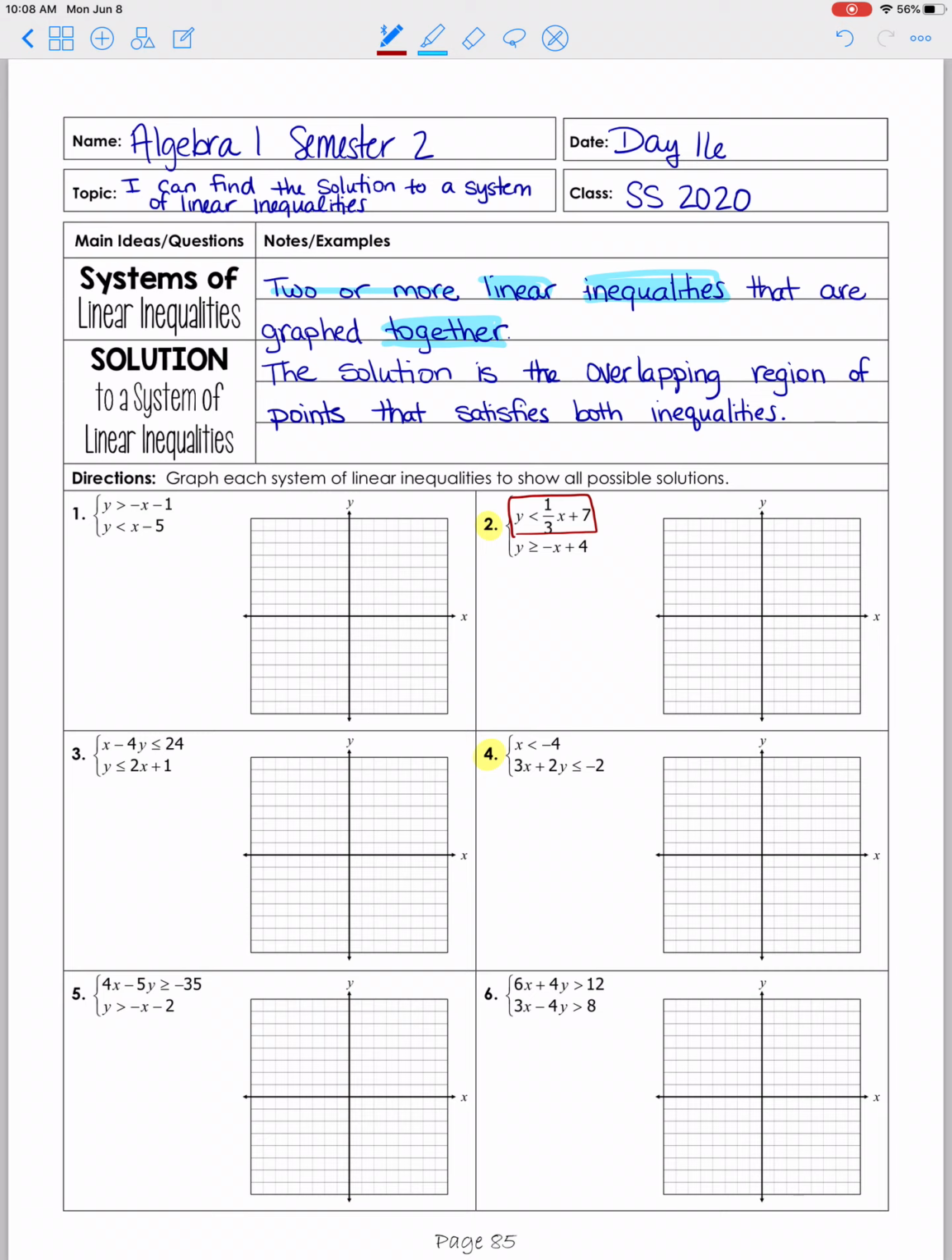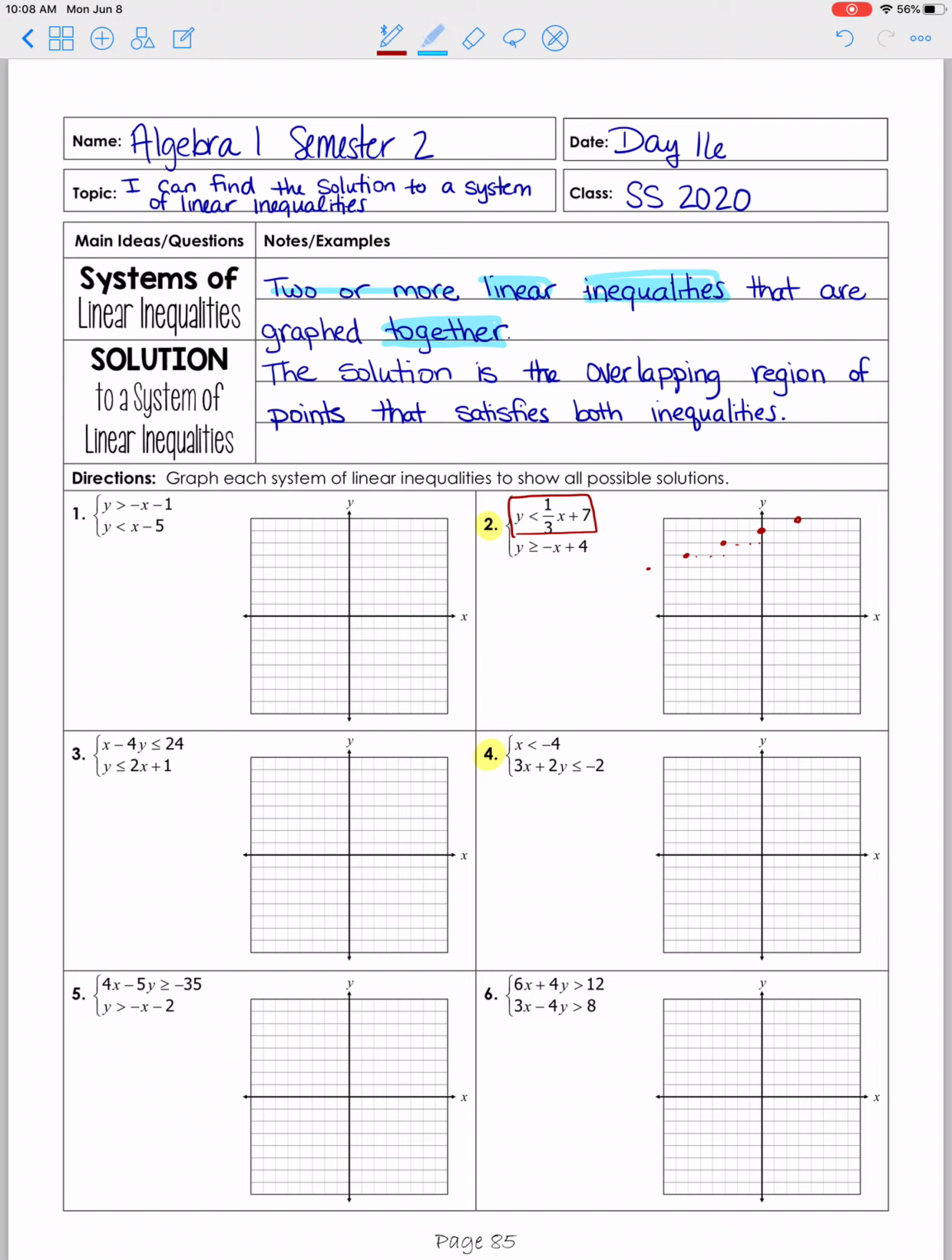So plus 7 is my y-intercept. So 1, 2, 3, 4, 5, 6, 7 up on the y-axis. And then my slope is up 1 to the right 3. So up 1, right 3. And then if I want to go backwards, I can go down 1 and left 3, down 1 and left 3, and then I would be off the graph.